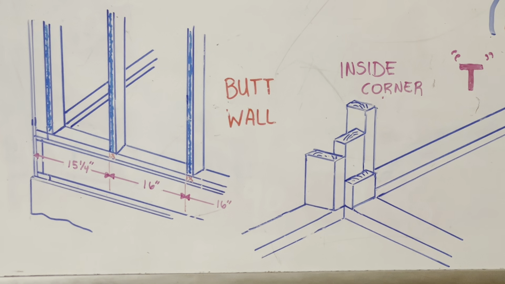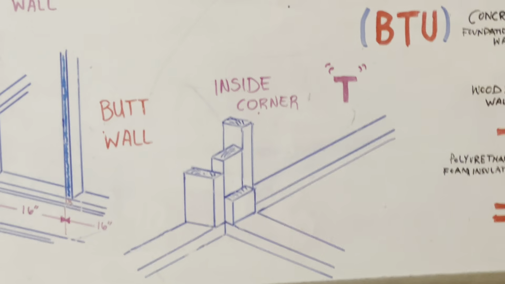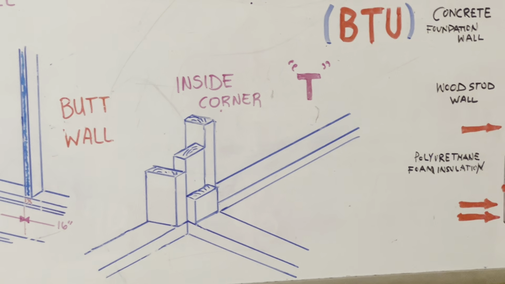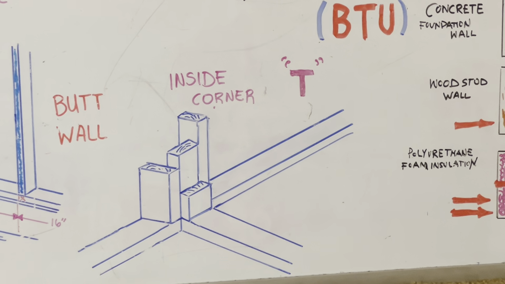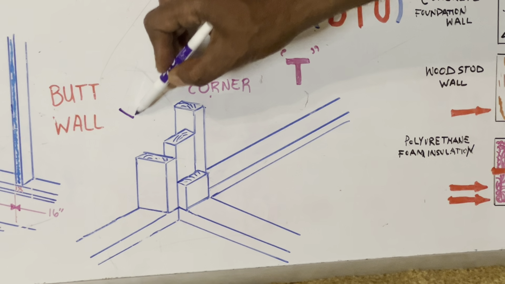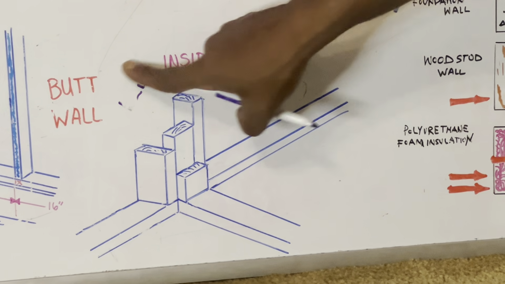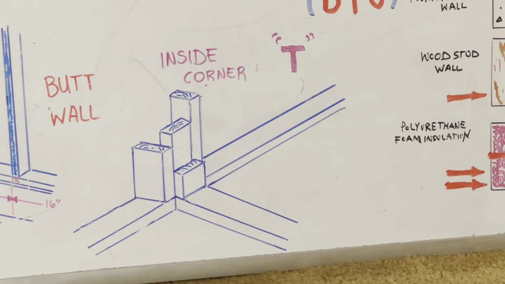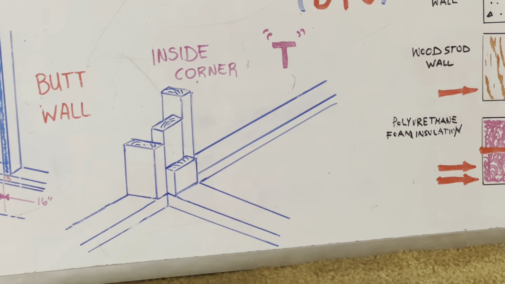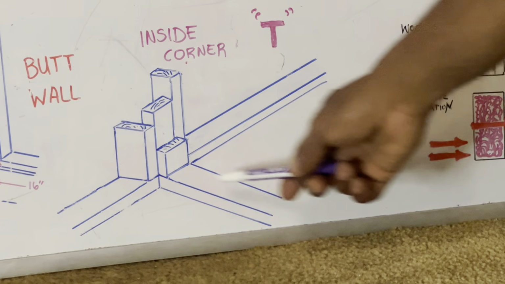All right, now let's look at our inside corners right here. Also called a T. Okay, now your inside corners, when you build them, you build them like it's a U shape. See, it's one stud, one stud, that's another stud. It's kind of like a U shape. And then your interior wall, or your partition, will butt up against it.